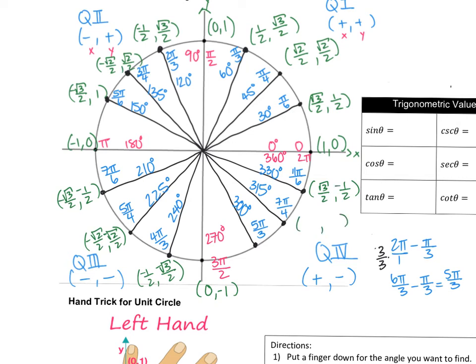And then our next one here, 7 pi over 4, is connected to pi over 4. So I'm going to use that root 2 over 2, and the y value is a negative root 2 over 2. And last but not least, 5 pi over 3 is related to pi over 3. So that's this coordinate here. 1/2 comes first, and then square root of 3 over 2, where that root is a negative number. And that is the complete unit circle.